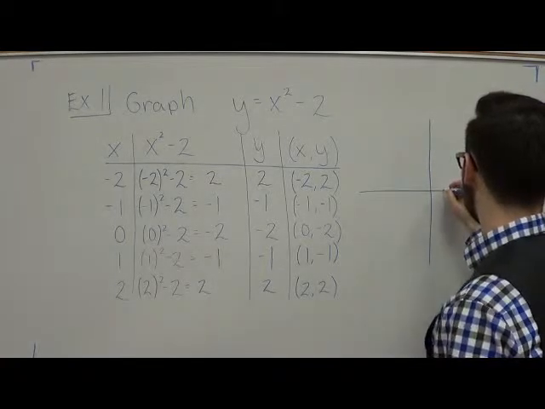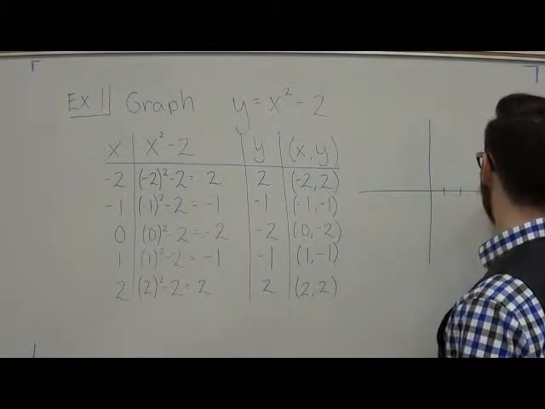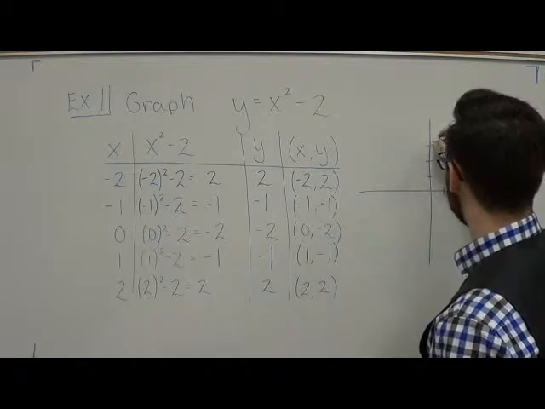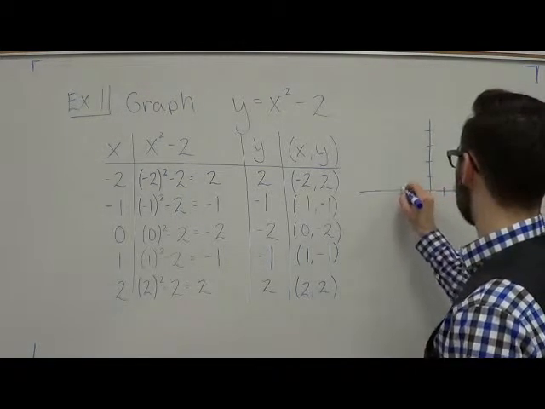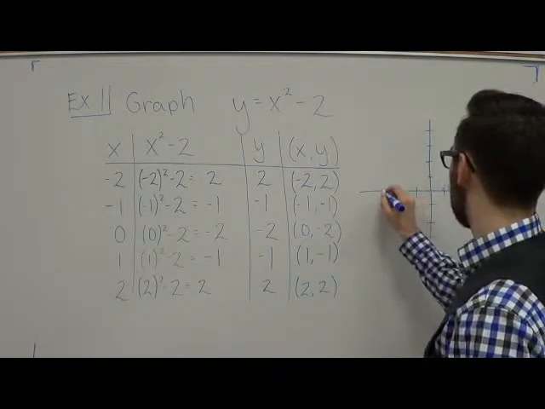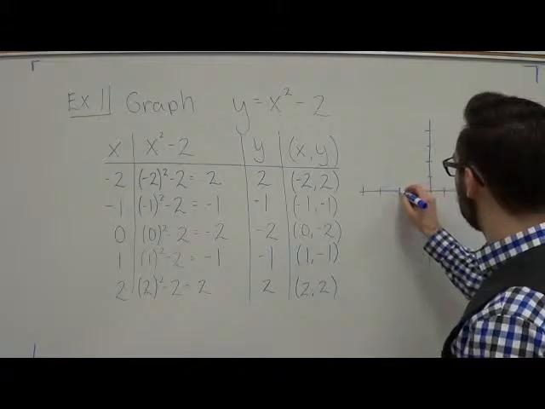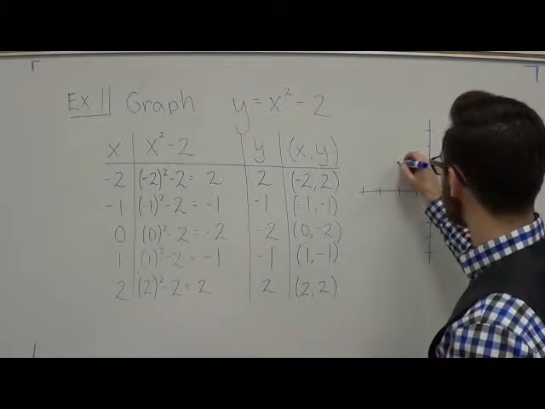So I'm just going to sketch them here. If you have graph paper, it's best if you use that because that way you can be very neat and intentional with your plotting. If you don't, you can sketch them like I am. So we'll start with negative 2, 2. So negative 2, positive 2.